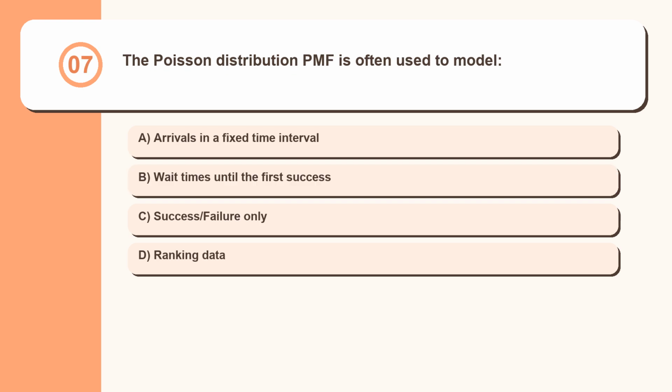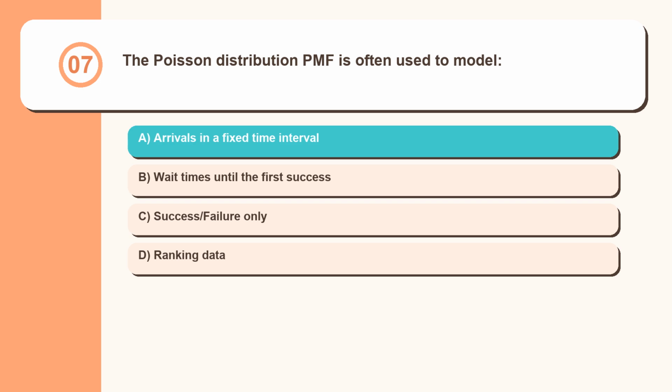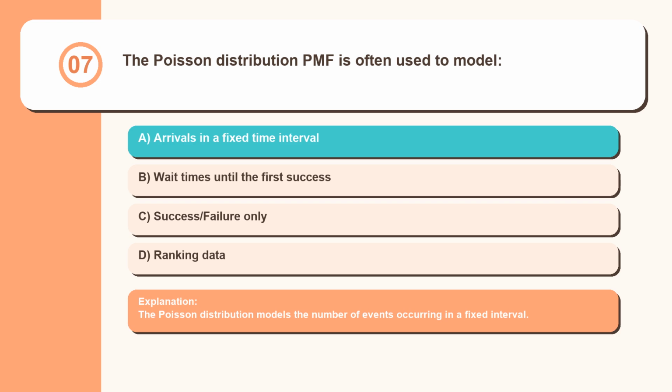Question 7. The Poisson distribution PMF is often used to model arrivals in a fixed time interval, wait times until the first success, success/failure only, ranking data. The Poisson distribution models the number of events occurring in a fixed interval.